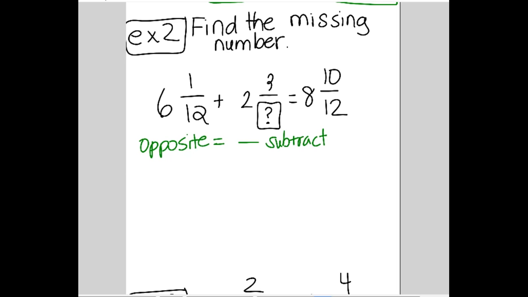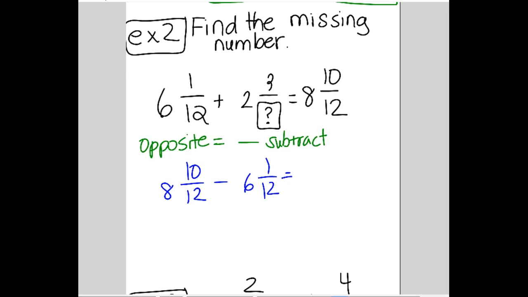All right, so since we're subtracting, we're going to take what we already have and subtract it. And we should start with the bigger number. So which one is bigger? The whole number that's bigger. Is it 8 or 6? 8. So we would start by putting our 8 and 10/12 first, and we'll subtract our 6 and 1/12.